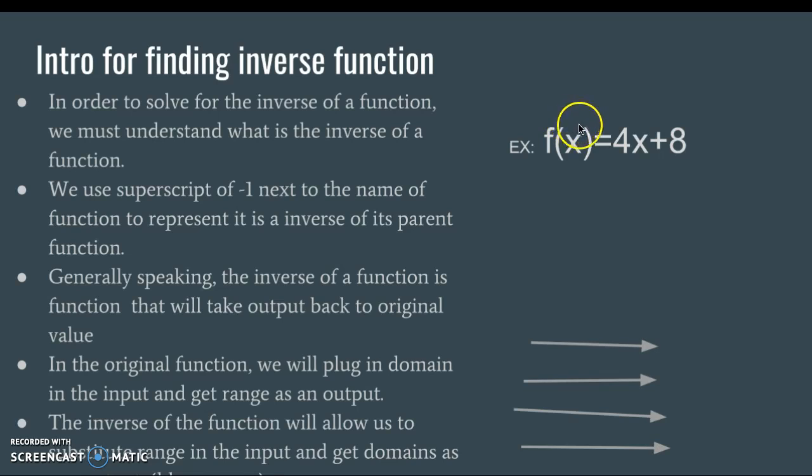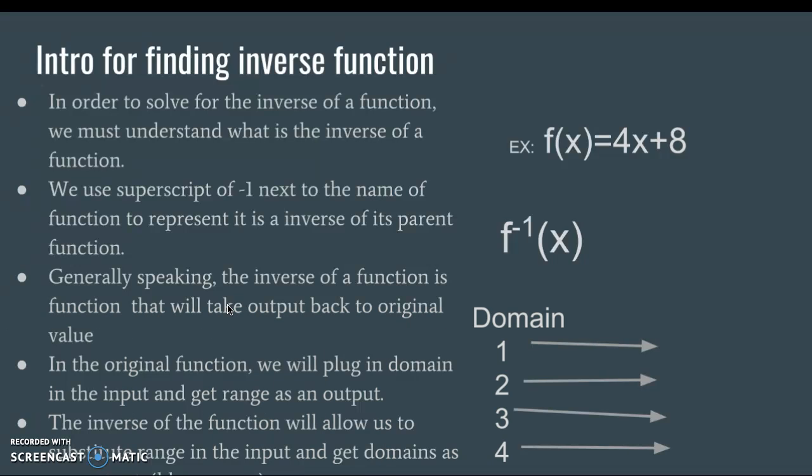Our original function is f of x equals 4x plus 8. We use a superscript of -1 next to the name of the function to represent the inverse function of its parent function. So this will be the inverse function of f. Generally speaking, the inverse function is a function that takes the output back to its original value. So what do I really mean by that?